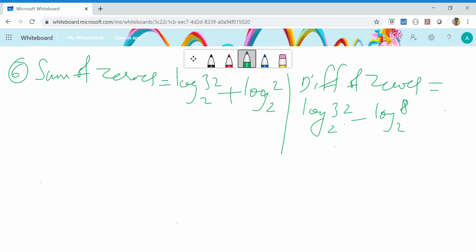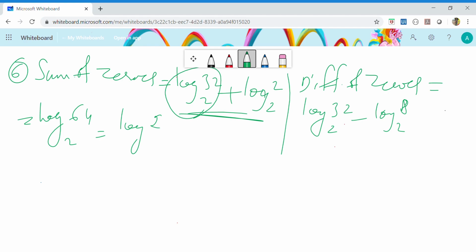As the sum of the zeros is given, log 32 to the base 2 plus log 2 to the base 2. Here you can do it in two methods. Log A plus log B is equal to log AB, or else individually you can solve. Log 32 can be written as log 2 to the power of 5 to the base 2. I will do it in the first method. Log 32 plus log 2 can be written as log 64 to the base 2. It can be written as log 2 to the power of 6 to the base 2, which is equal to 6 log 2 to the base 2, so the value is 6.